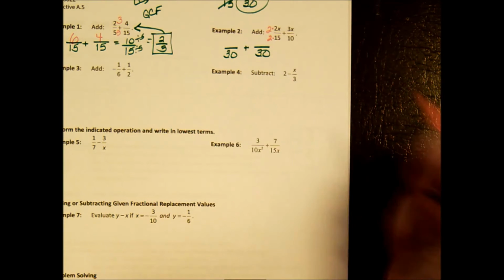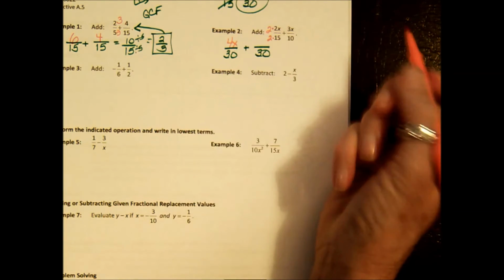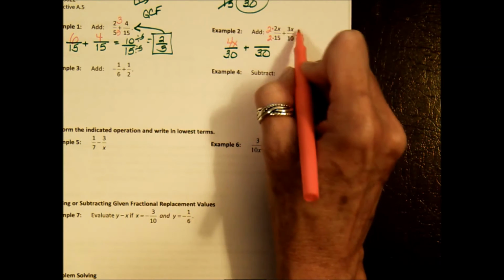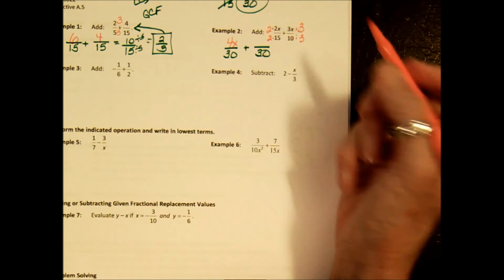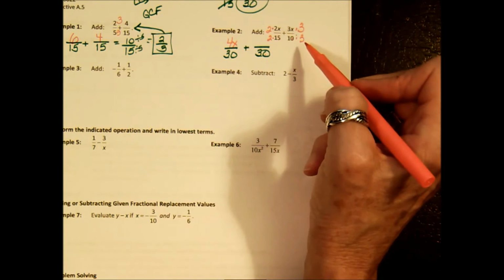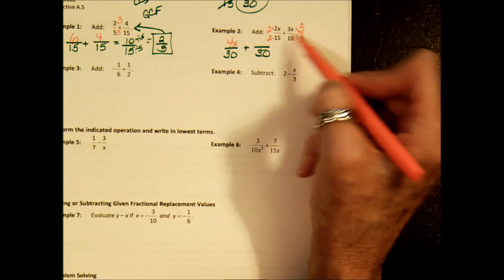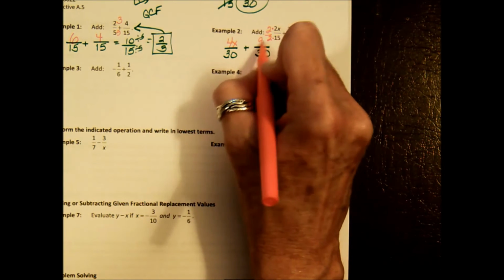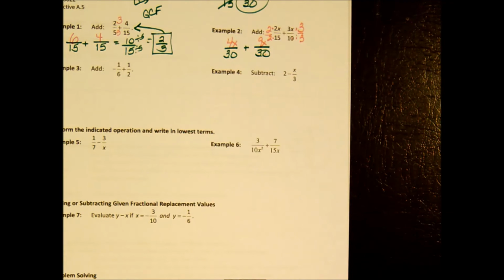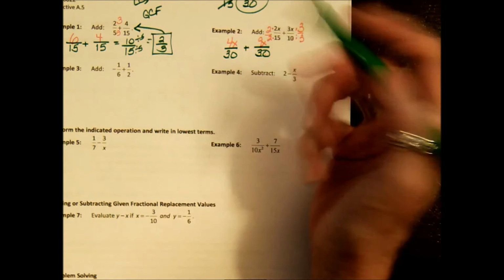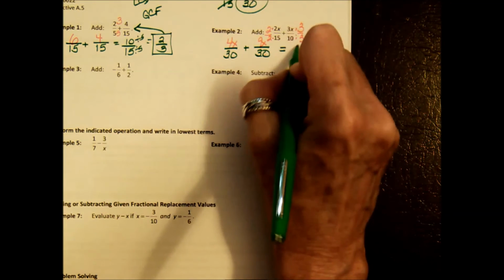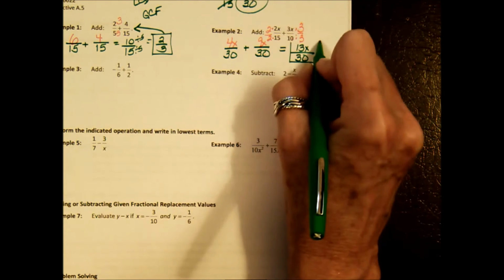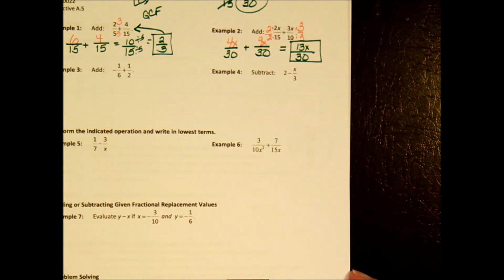2 times 2x is 4x. What do I do to 10 to get 30? Times 3. So I multiplied that numerator by 3. Notice they were multiplied by different things. That's okay, as long as the numerator and denominator of each fraction are multiplied by the same thing. So this is 9x. So now I have 4x over 30 plus 9x over 30 is 13x over 30. So I combine my numerators and keep my common denominator.